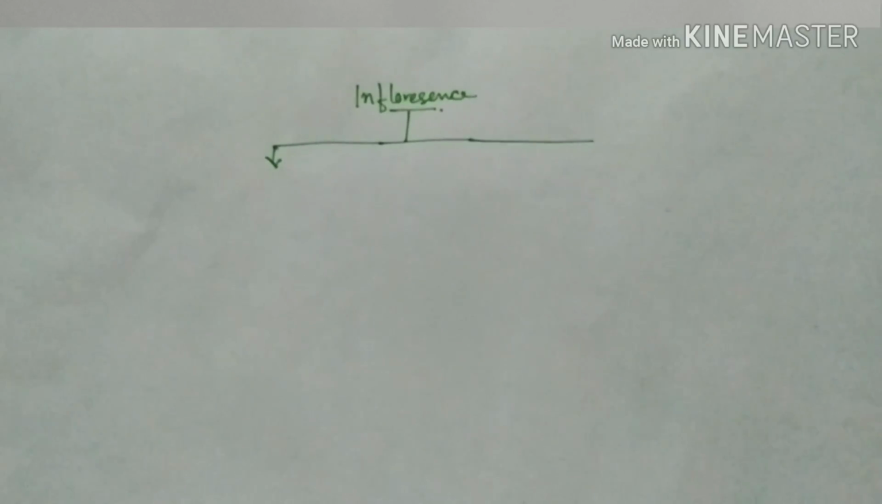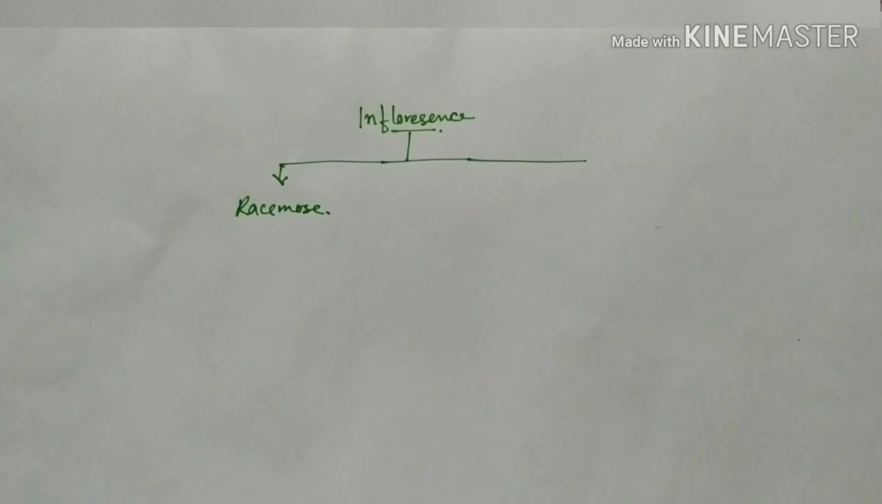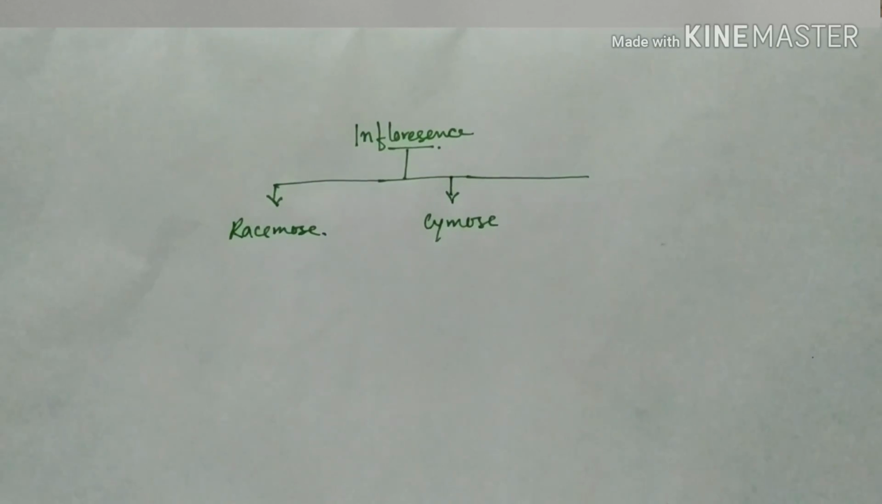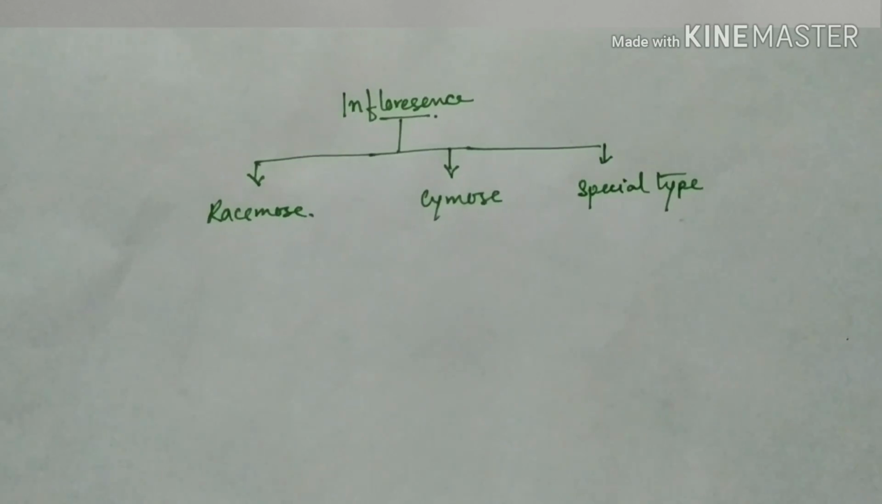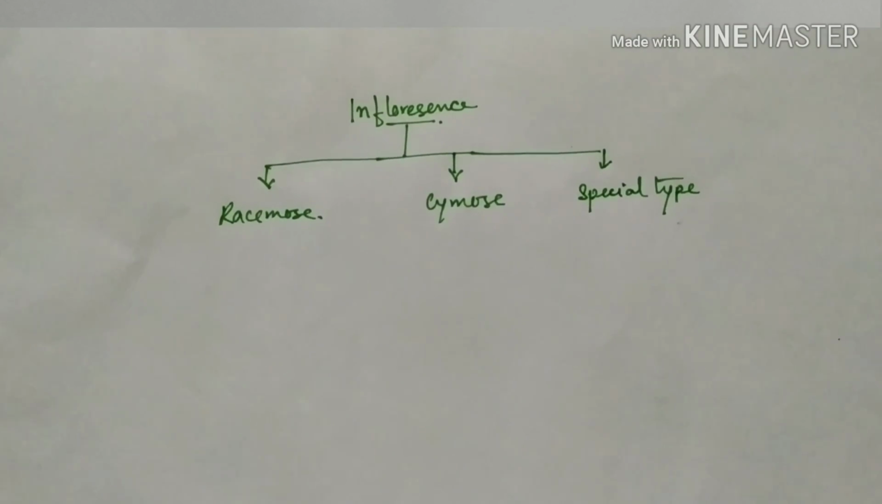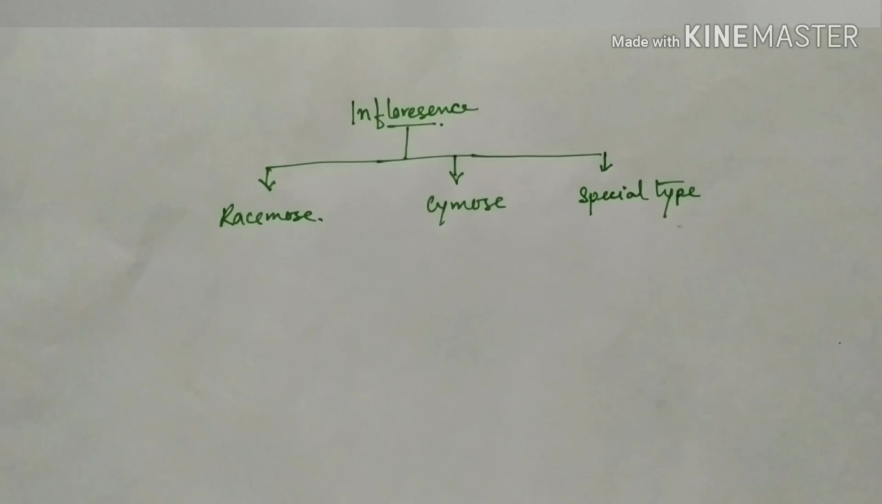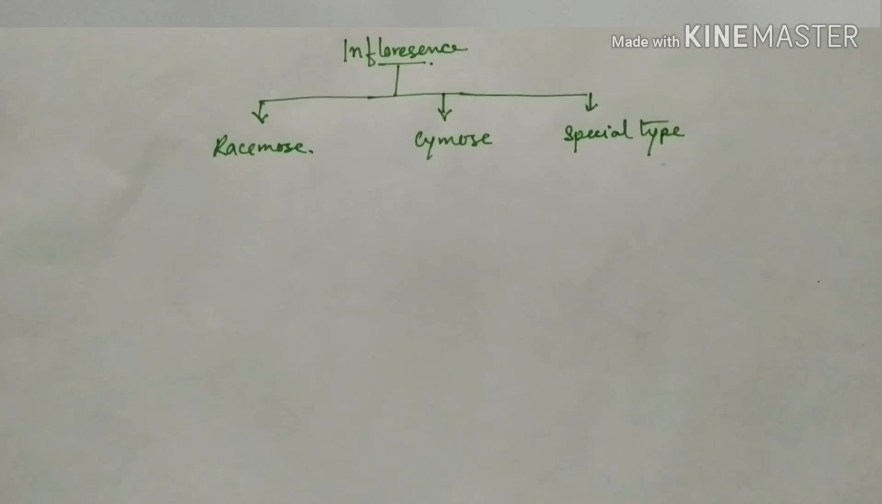We know that inflorescence means flower arrangement. There are three types of inflorescence: first, racemose; second, cymose; and a special type. In this video, I am going to discuss racemose inflorescence.